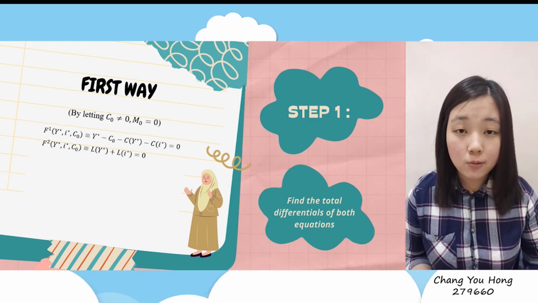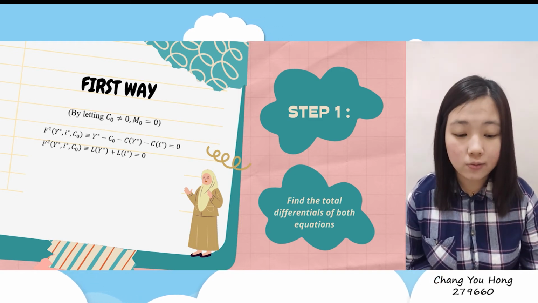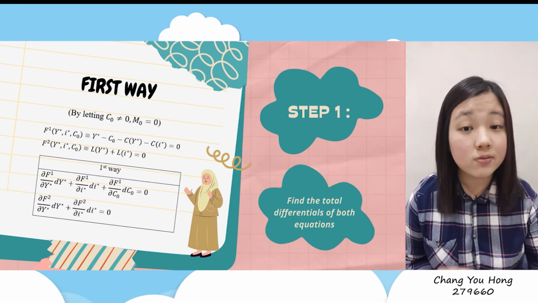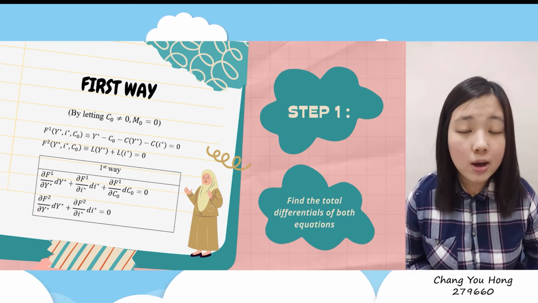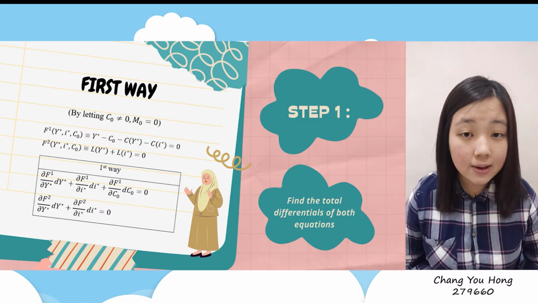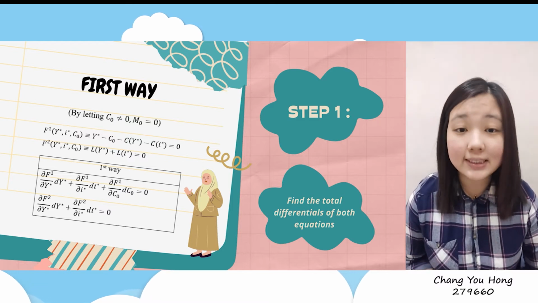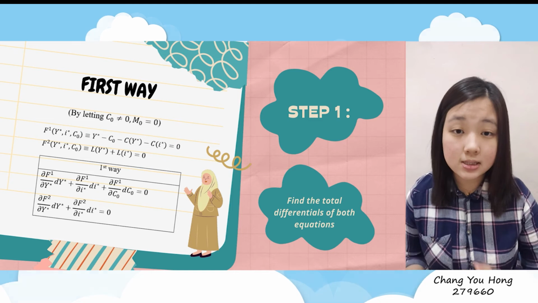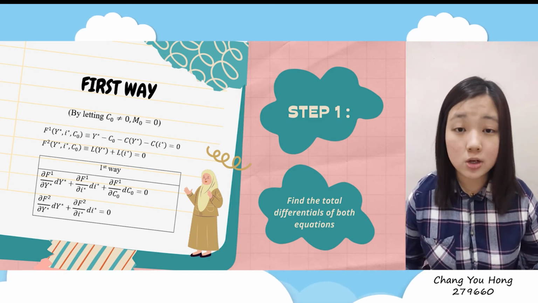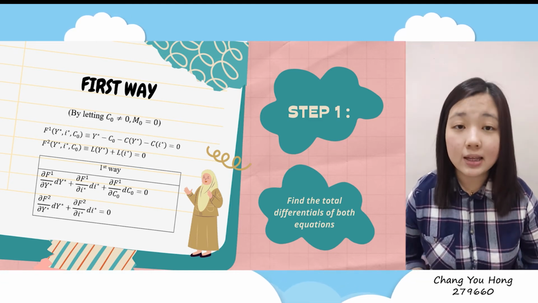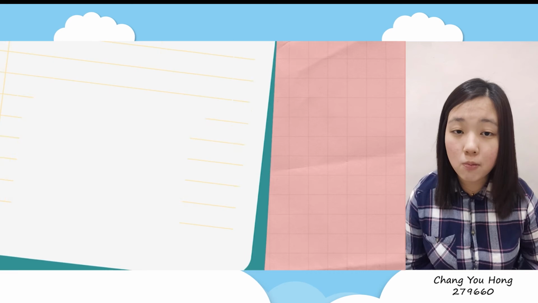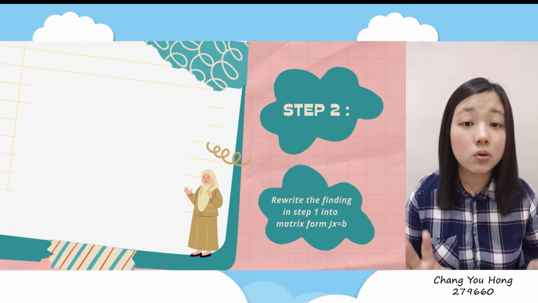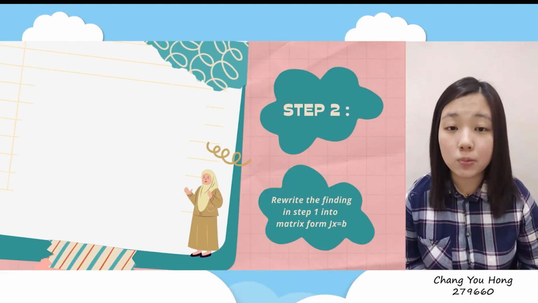When we want to find the total differential, we have to write it like this. For example, from the first function, delta F1 over delta Y star times dY star. This is the way we write the total differential. Using the same way, we write the total differential for C null and I. After that, we move to the next step, which is to rewrite the total differential into matrix form Jx equals B.